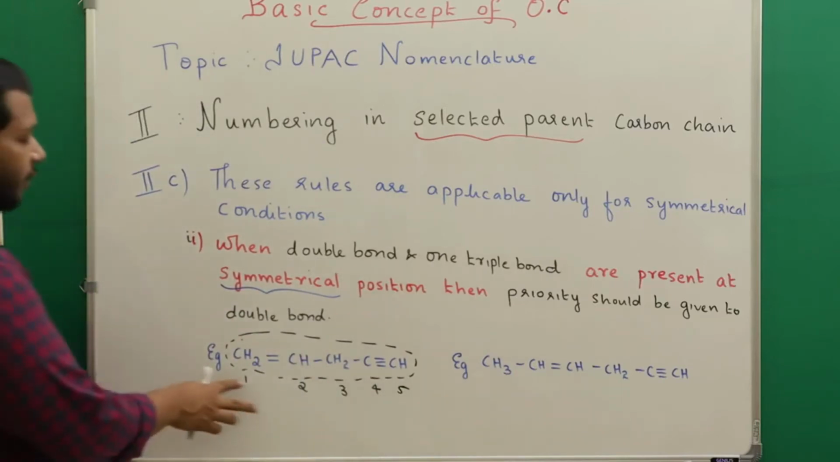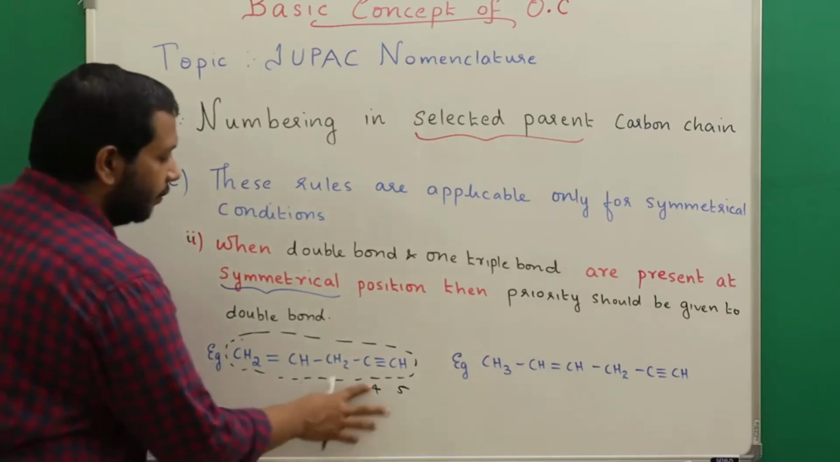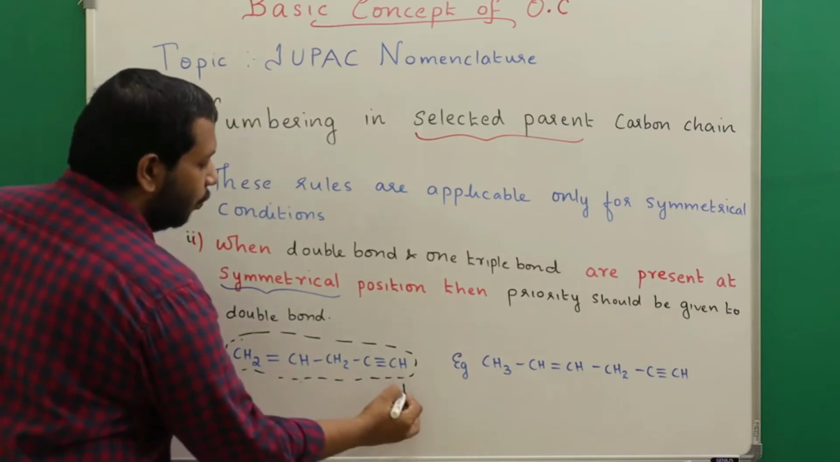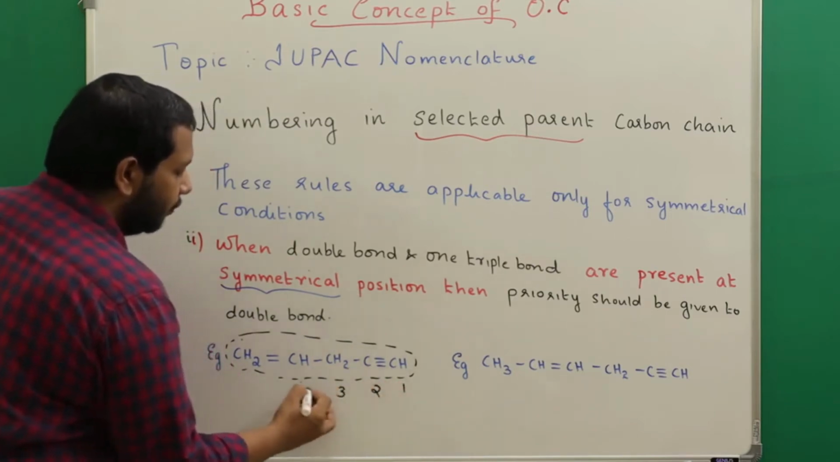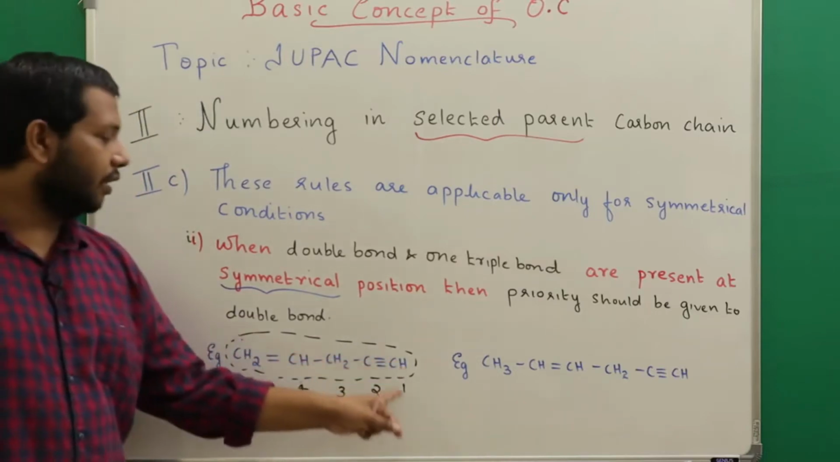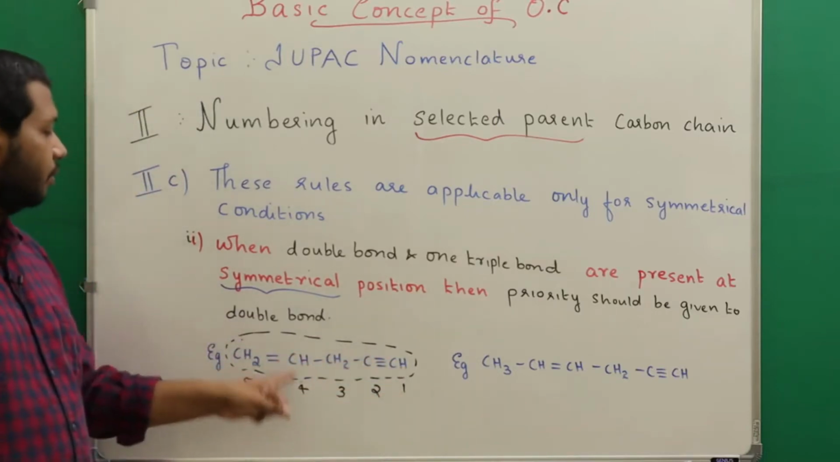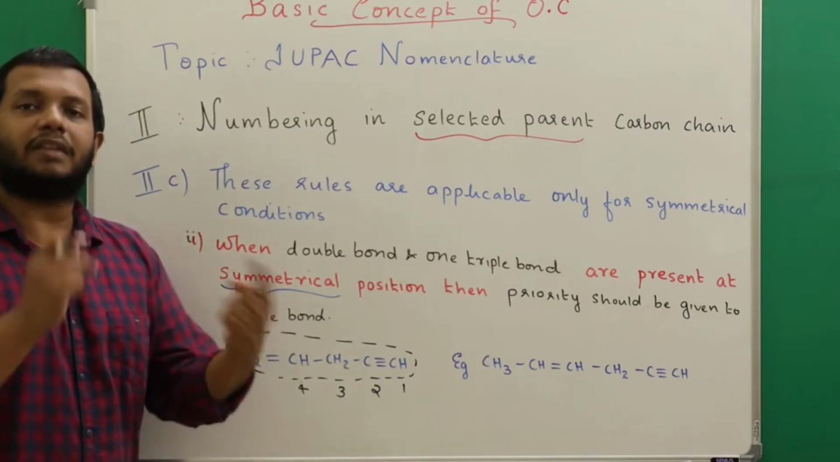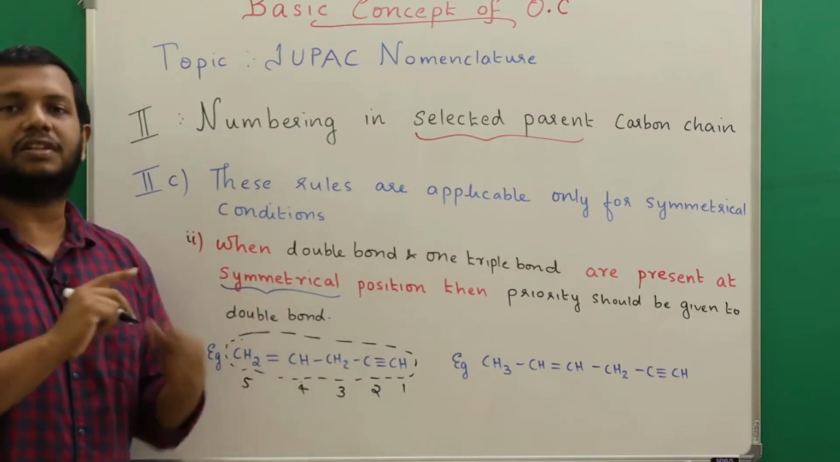Some students will do it in this way. Okay, 1, 2, 3, 4, 5. Now they will say, sir, for the triple bond the number coming here is 1 and for the double bond the number coming here is 4. So you can see again a symmetrical condition, just interchanged.